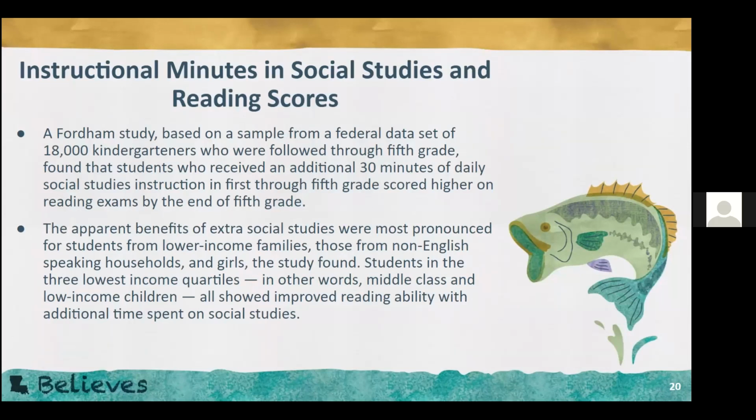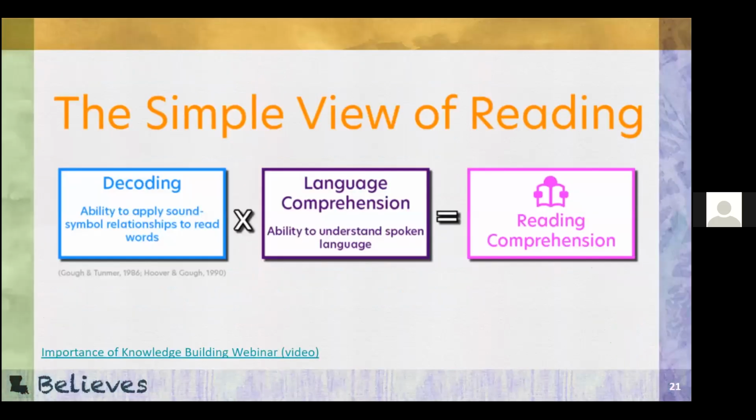I realize that correlation is not causation, and there are some confounding variables here, but I think this is a very interesting study. What especially and intuitively interested me was that the largest benefits occurred in students from lower income families, non-English speaking households, and girls. In other words, middle class and low income children showed the largest improvement in their reading ability with additional time spent in social studies. And if you're thinking that reading is not just decoding, but this amassing of knowledge and vocabulary, this makes sense to me.